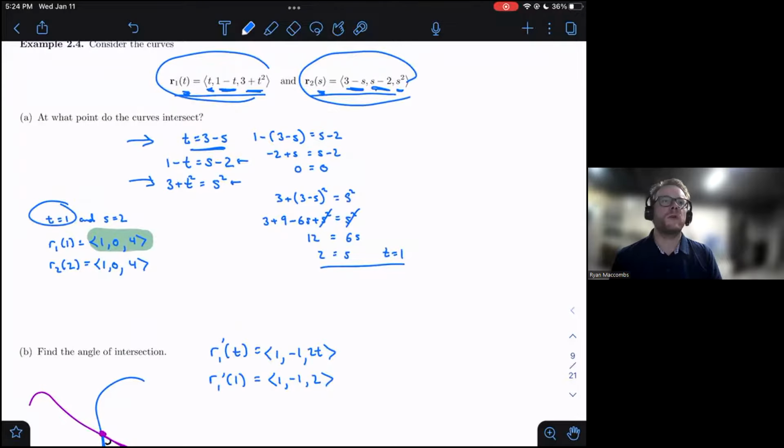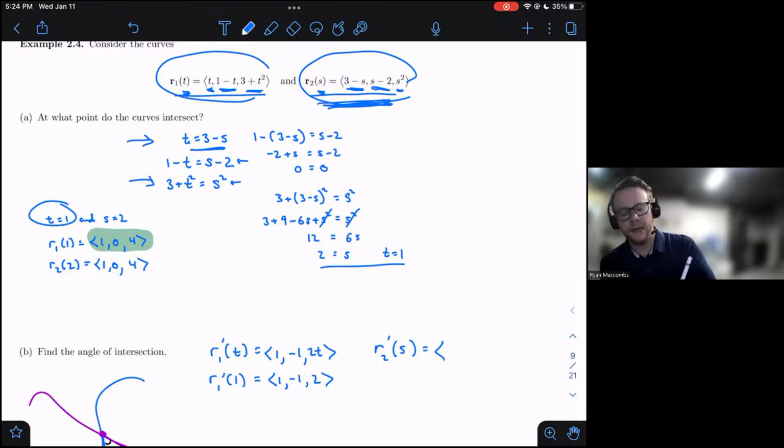And likewise, we need to take the derivative of our second curve. This has s's, so we're going to take an s derivative here. And so when we do that, and again, I'm looking up here at my second curve and taking the derivative with respect to s, I'm going to have -1, 1, and 2s. And at that intersection, remember, s is equal to 2. So I'm going to go ahead and plug in a 2 everywhere I see an s.